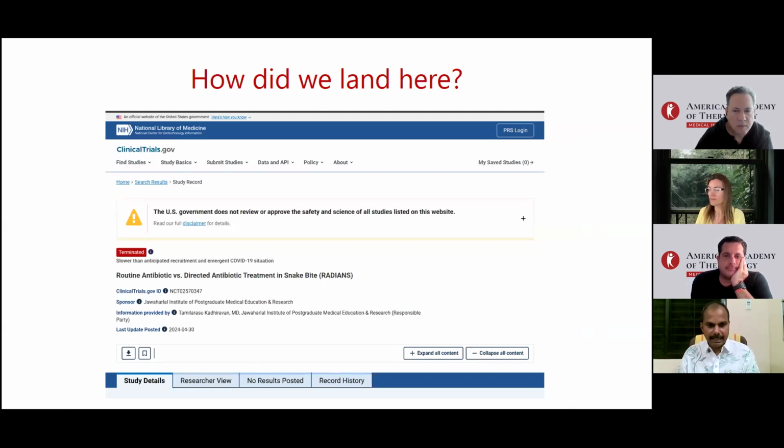So, as I said, I am a complete amateur in this field of thermography. How did I end up using infrared imaging in patients with snakebite? It all started like this.